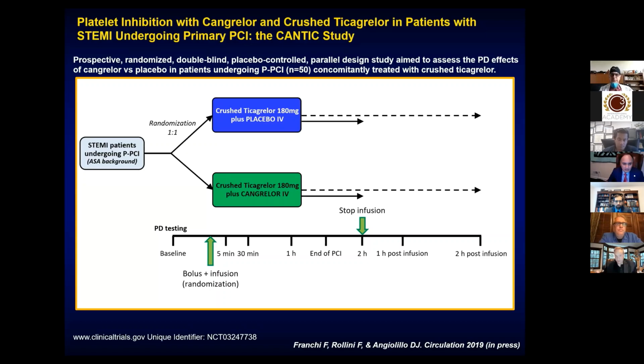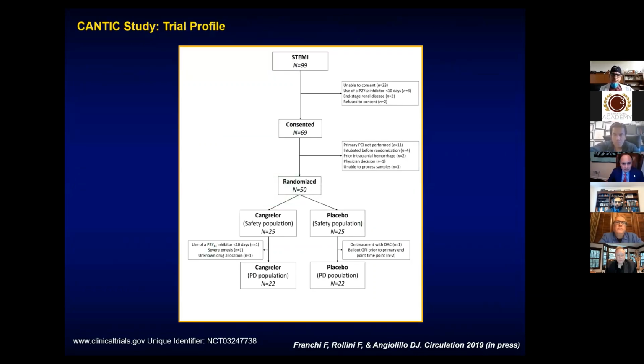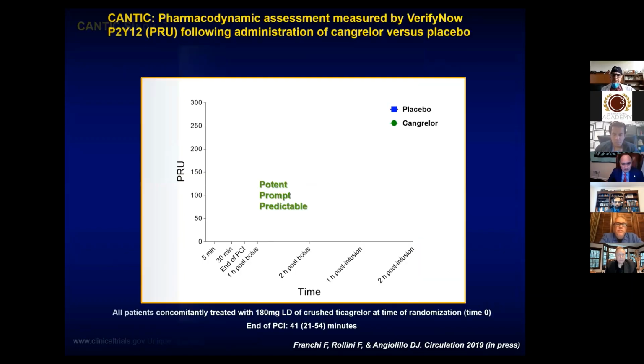So you had STEMI patients come in, they got randomized 1-to-1, half the people got crushed ticagrelor with a placebo given IV, and the other half of the people got crushed ticagrelor with Kangol. So everyone got crushed ticagrelor. The only difference here was whether you got Kangol or not. And did the addition of that Kangol improve that 30-minute platelet reactivity units? The flow is shown here. They had good compliance with the protocol. And here are the results.